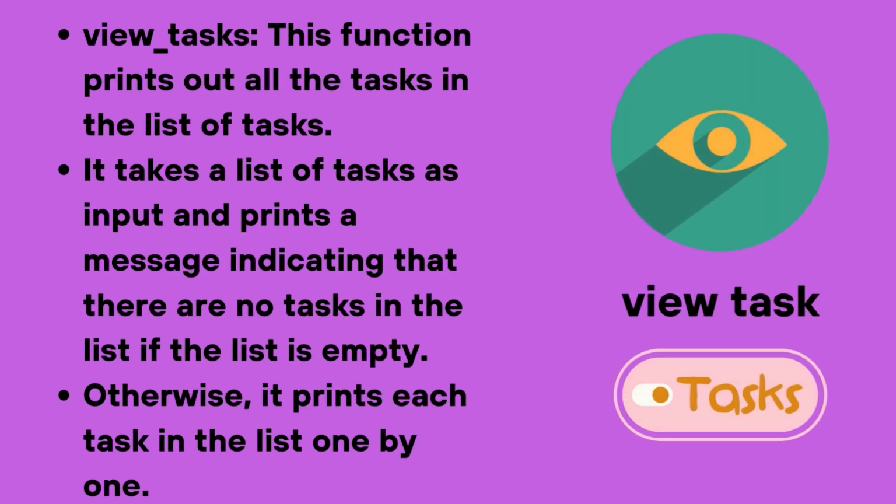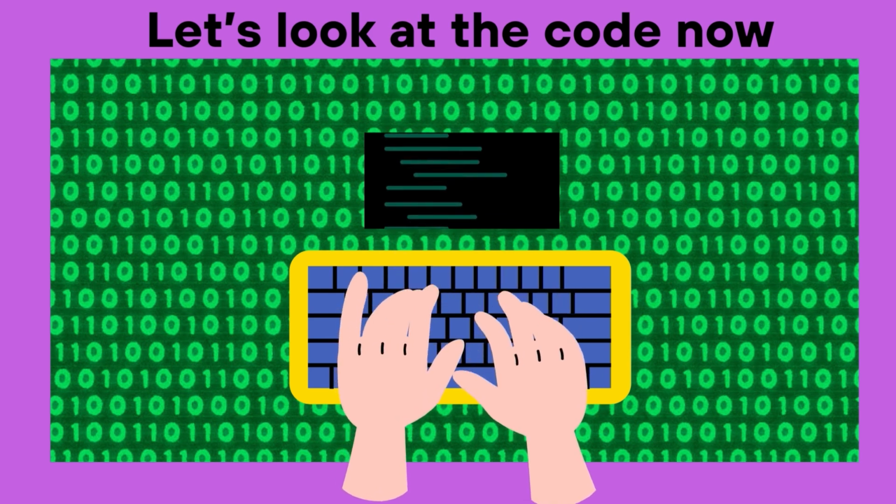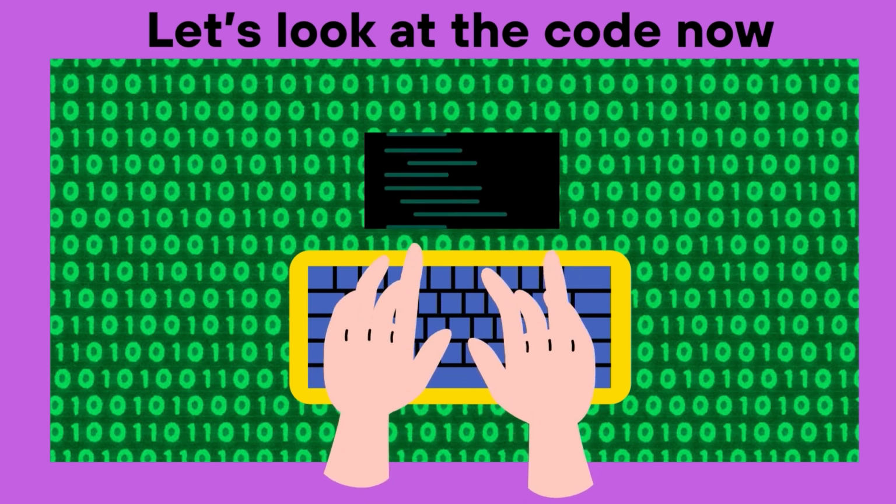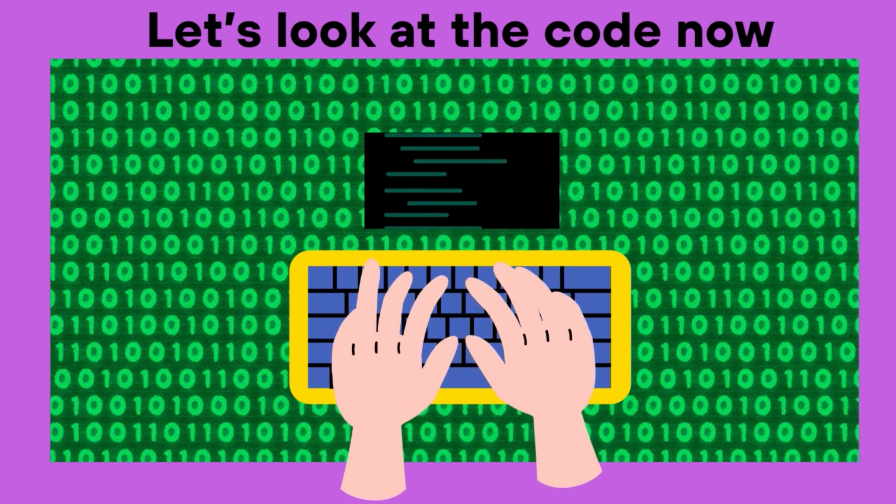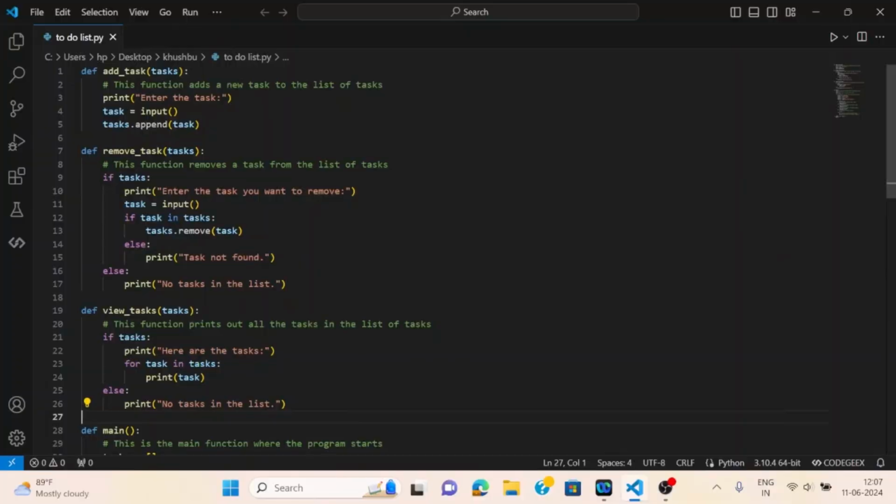The view task function prints out all the tasks in the list of tasks. It takes a list of tasks as input and prints a message indicating that there are no tasks in the list if the list is empty. Otherwise, it will print the task list one by one. So now, these are the three functions. Let us look at the code now, which is written in the Python language.